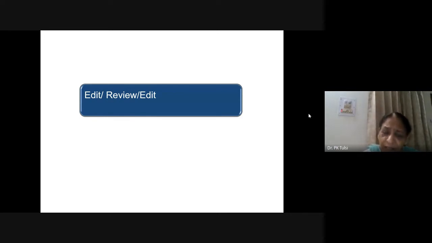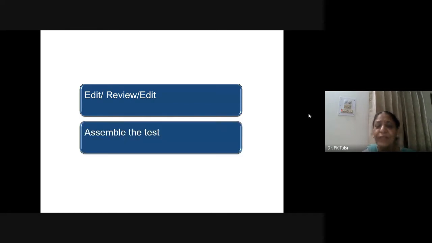So if there is any moderation committee that has been constituted at the department level, just give them the questions and they can give you the feedback with respect to where the changes are required, and edit it. And then once you edit, your role is to assemble the test.